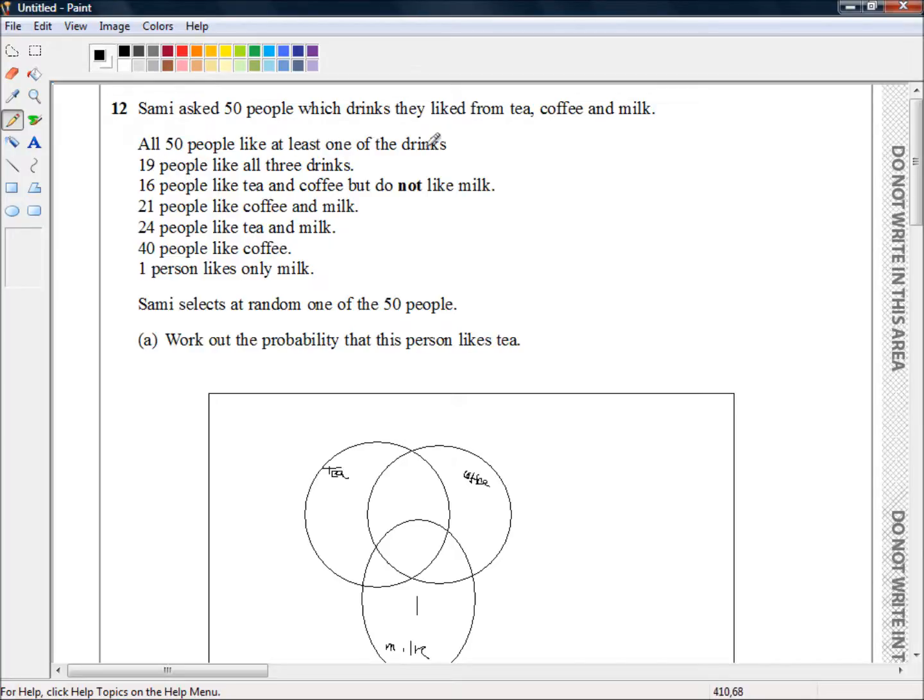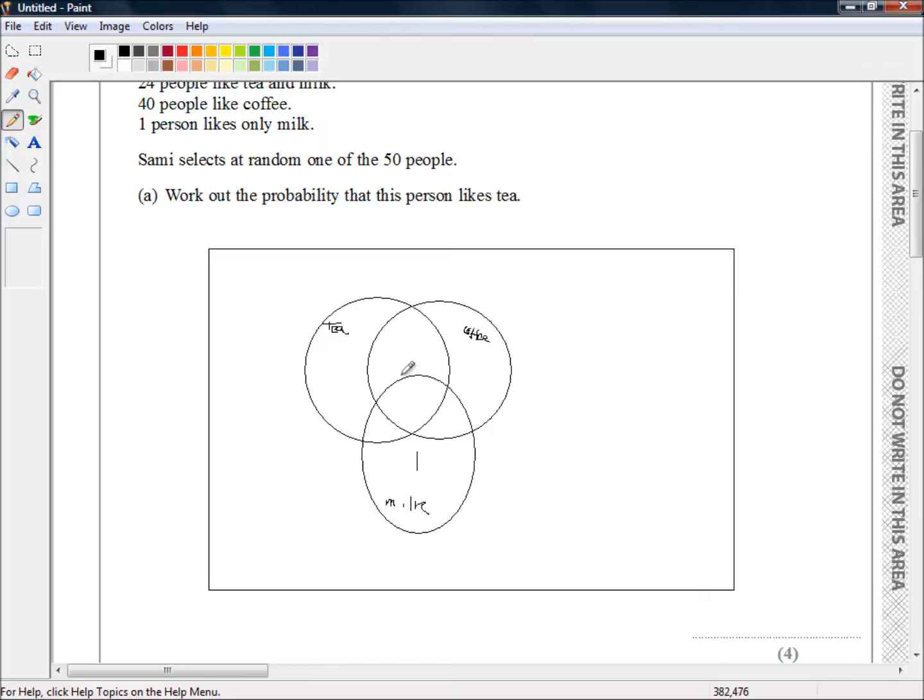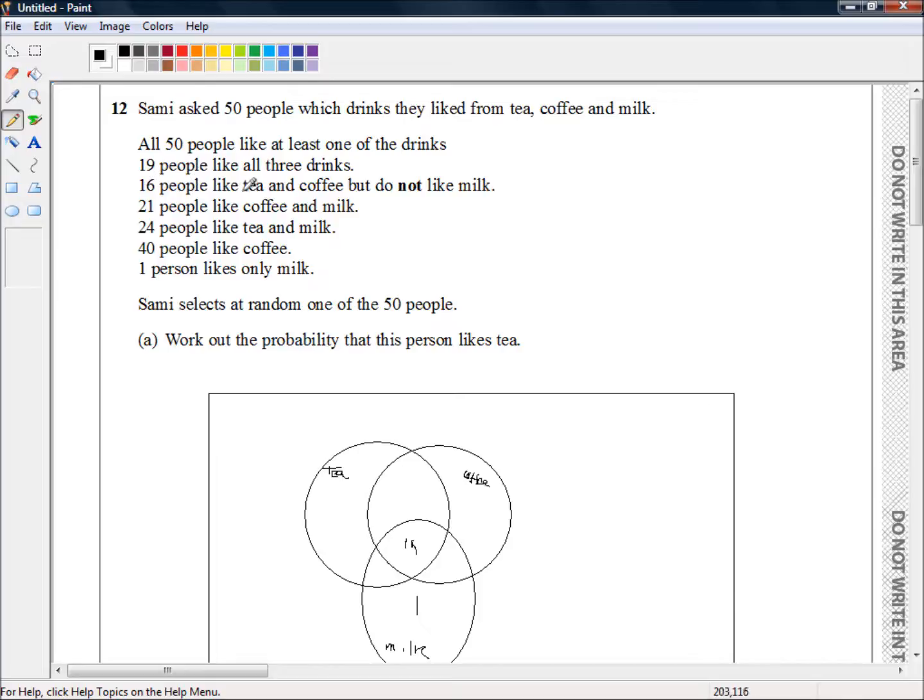So all 50 people like at least one of the drinks, so we'll have nobody out here that likes nothing. 19 people like all 3 drinks, so that's easy enough. I can just put 19 where all 3 are. 16 people like tea and coffee but do not like milk, so that's easy enough. I can put the 16 here because that's tea and coffee but not milk.